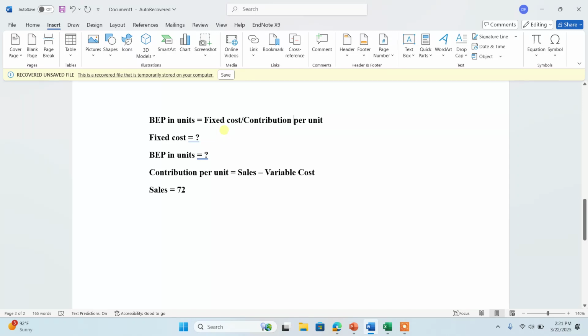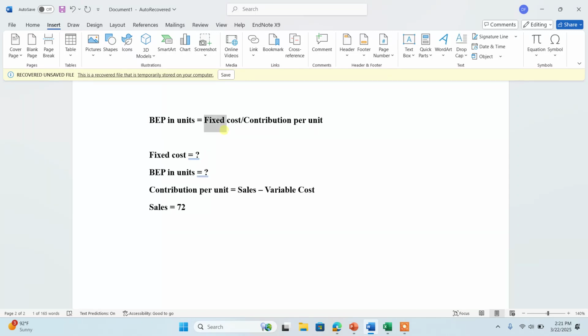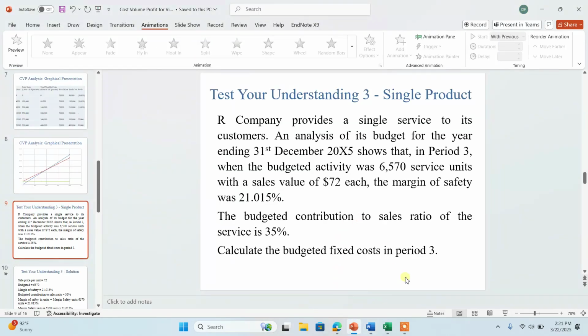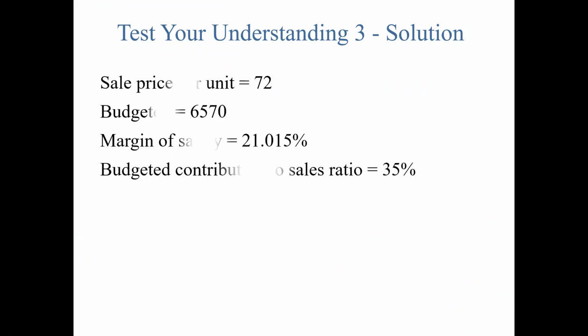Because if I want to calculate the fixed cost, how can I find it? Break even point in units multiplied by the contribution per unit. But I don't have the variable costs, so I cannot find the contribution per unit, and I don't have the break-even point. Now you need to do the reverse engineering and reach this point. This is the only data which is given. Yes, from margin of safety, I can find out the break-even point in units.